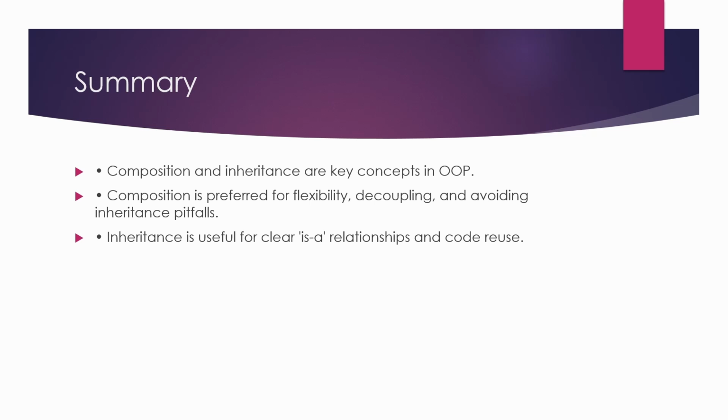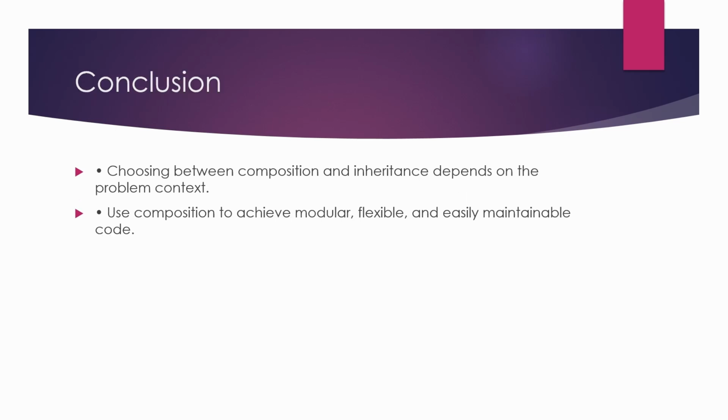To summarize, composition and inheritance are both important concepts in OOP. Composition provides flexibility, decoupling, and modularity, while inheritance is best suited for clear "is-a" relationships and code reuse. Choosing between composition and inheritance depends on the context of your problem. Composition is a powerful tool for creating adaptable, maintainable code and is often the better choice for most design challenges.